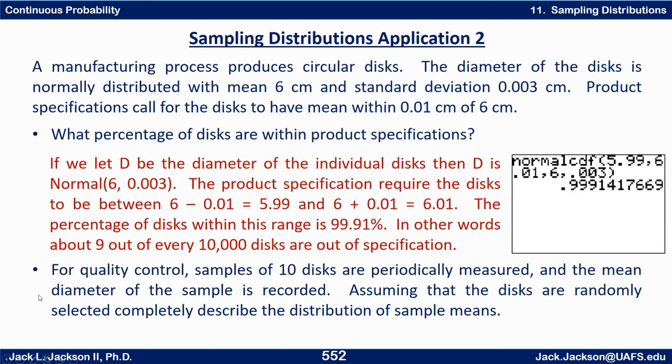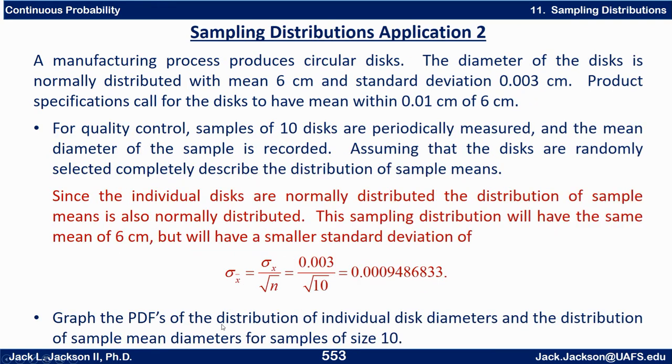Now, for quality control, samples of 10 discs are periodically measured, and the mean diameter of the sample is recorded. Assuming that the discs are randomly selected, completely describe the distribution of sample means. Well, since the individual discs are normally distributed, the distribution of sample means is also normally distributed. So the sampling distribution will have the same mean, which is 6 centimeters, but will have a smaller standard deviation, also known as the standard error of the mean.